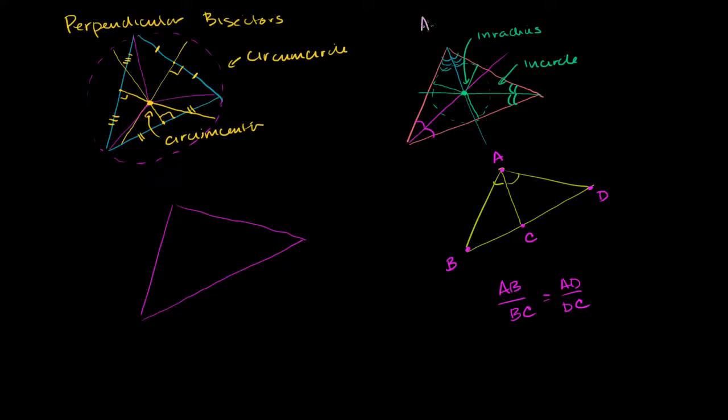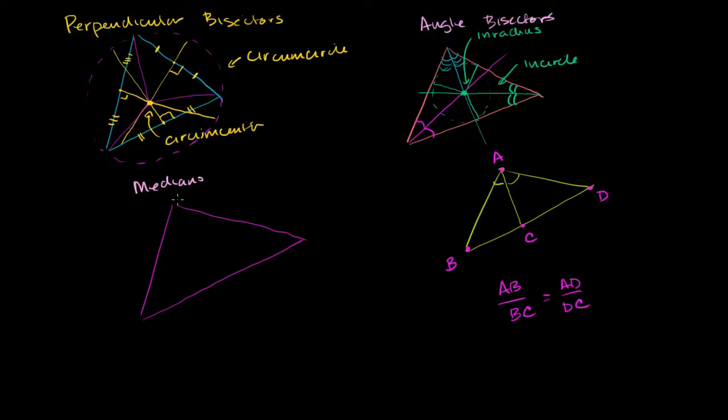This was angle bisectors. And now what I'm going to think about are the medians. So the perpendicular bisectors were lines that bisect the sides from the midpoint, and they are perpendicular but don't necessarily go through the vertices. When we talk about medians, we are talking about lines that bisect the sides, but they go to the vertices, but they're not necessarily perpendicular.